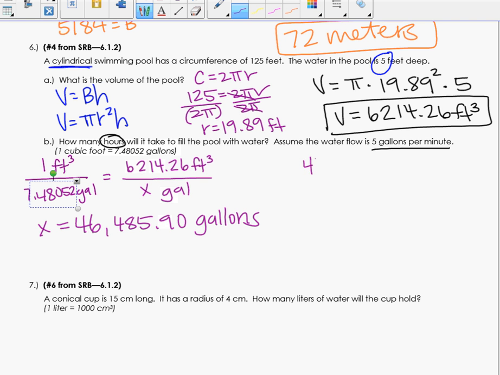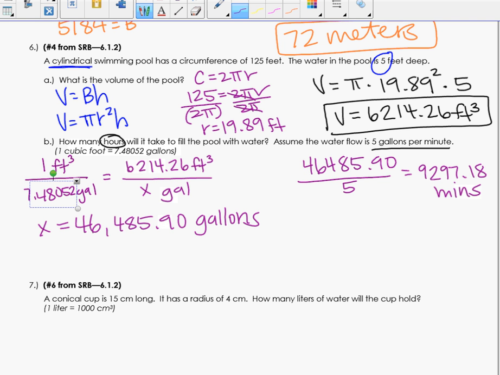So I'm going to take that 46,485.9, and I'm going to divide it by 5, because I want to know how many minutes it's going to take me so that I can eventually get to hours. So when you do that, you end up with 9,297.18, and that's minutes. Sorry, not gallons per minute. It's going to take 9,297.18 minutes, excuse me, to fill the pool by doing 5 gallons per minute.